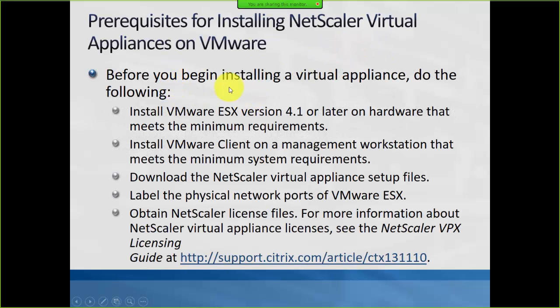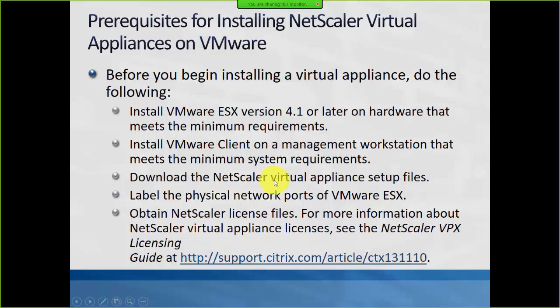Prerequisites for installing NetScaler: install the ESX version. Since we are going for VMware, that's why I put this there. It should be above 4.1. Now version 6 has been released for vSphere, and later hardware should be good. Install the VMware client on any workstation. Download the NetScaler appliance. Label the physical network ports. Obtain NetScaler license files.